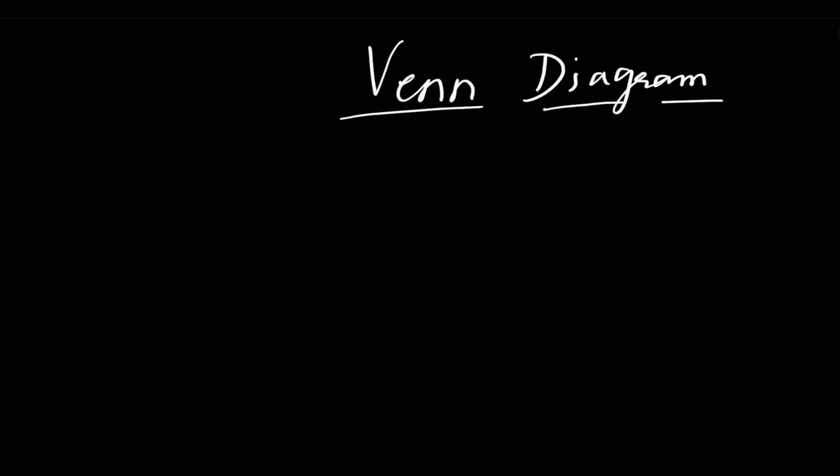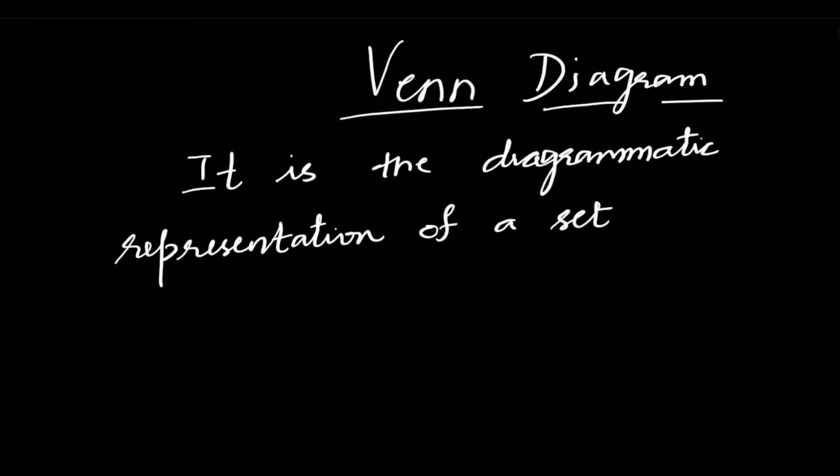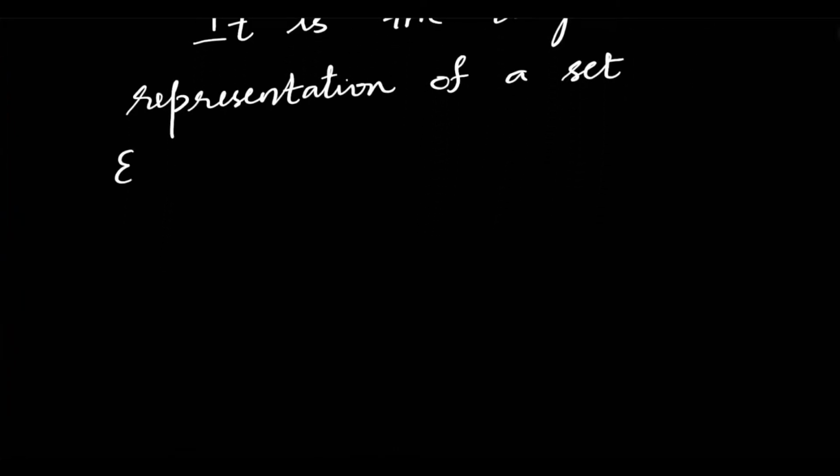Now let us see what is a Venn diagram. What is a Venn diagram? It's nothing but just a diagrammatic representation of a set. That is to say, let us take an example.